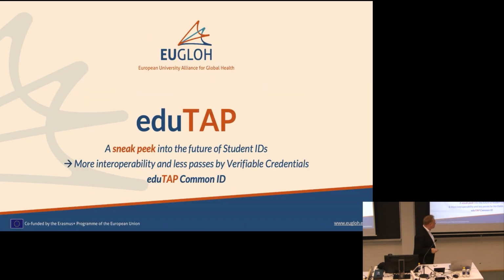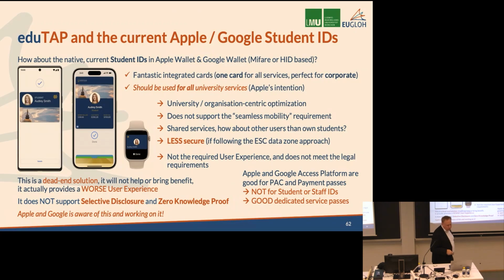So that's eduTAP. But let's give you a sneak peek of the future. So we have seen now how credentials and everything work. But Google and Apple have the idea of a student ID in America. But those are for one campus only. They cannot be used in another campus. They are not for mobility use cases. There are better ways of doing that. That's selective disclosure, credentials, and zero knowledge proof things.